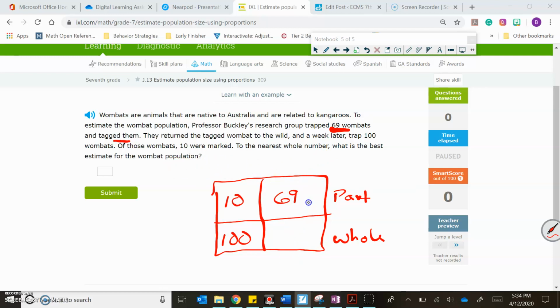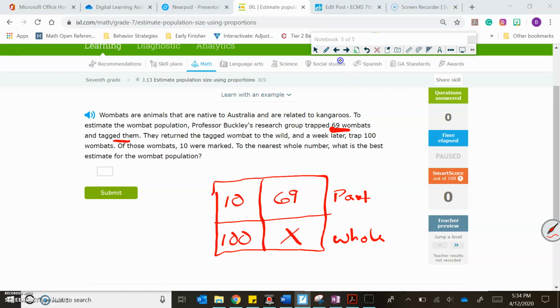So underneath the original section, when they are tagging the 69, they are taking part of the entire population. And then they took a sample where they only trapped 100 of them, and they counted out of those 100 how many were marked, and they said there was 10. So we need to figure out, well, in the original group we had 69 tagged, how many is their total?